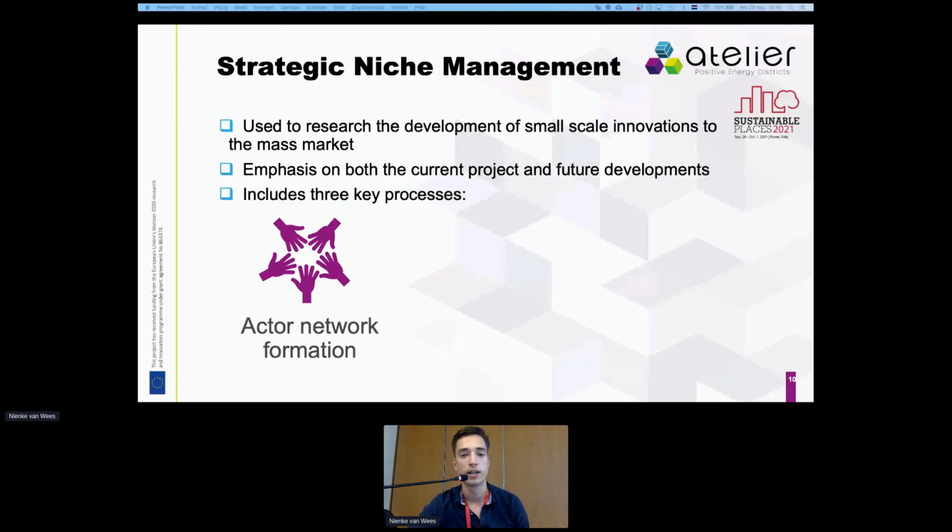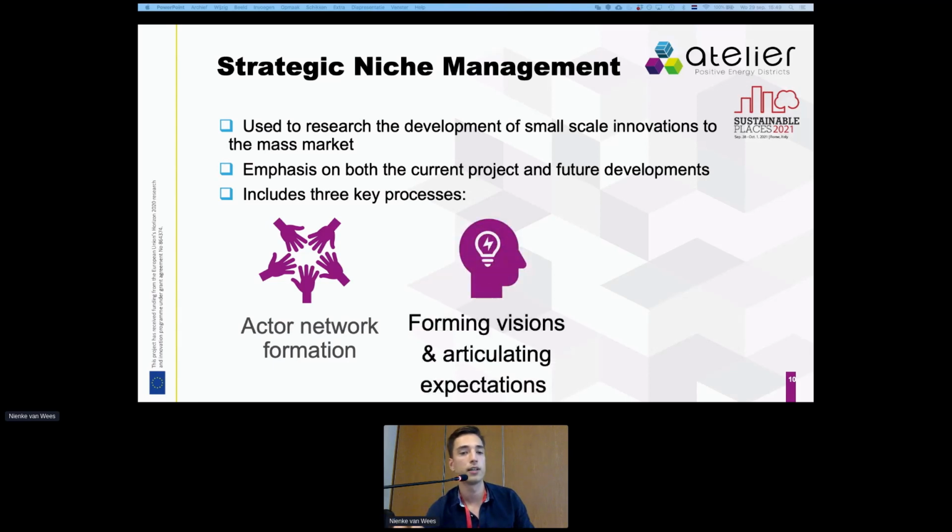So bringing it back to ATELIER, Mark mentioned that there are so many stakeholders, so many actors involved in the project, and it's almost impossible to have an overview of what everybody's doing. So how do you manage that? Secondly, the second key process is forming visions and articulating expectations. Having a common vision is very important in such large projects. So you have a lot of different actors, and having a common vision of what the project entails and what you want to attain with the project is key for such a project's success.